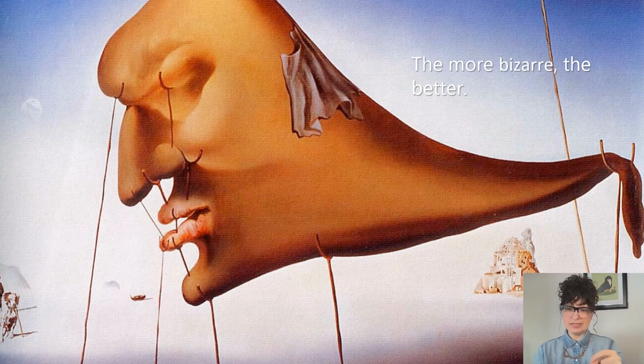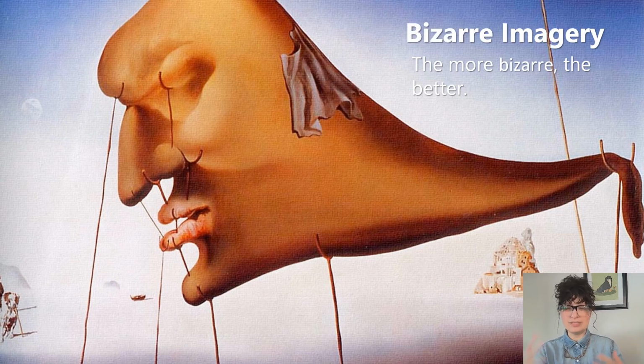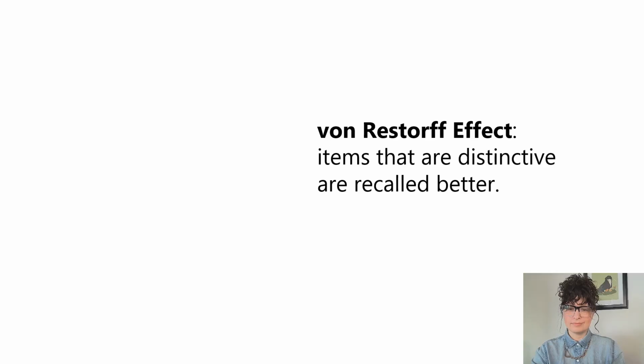So related to this is the idea that the more bizarre those images, the better. This is sometimes referred to as bizarre imagery, but it's actually a combination of the dual coding effect and the von Restorff effect. Items that are distinctive are recalled better. That's obviously going to be true with bizarre imagery, right? Bizarre imagery is distinctive. It will be recalled better.